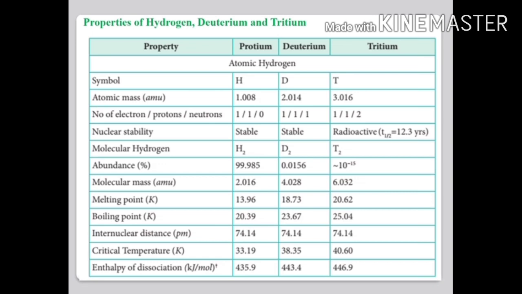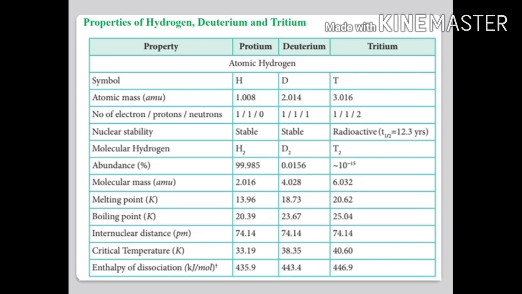Nuclear stability: protium and deuterium are stable. Tritium is a radioactive element with a half-life of 12.3 years. Molecular hydrogen is represented by H2, deuterium D2, and tritium T2.